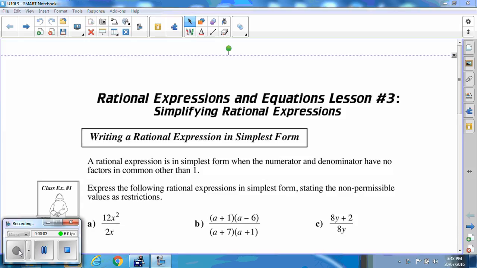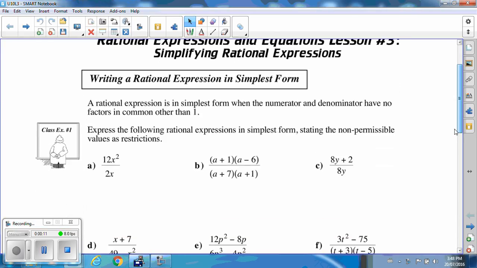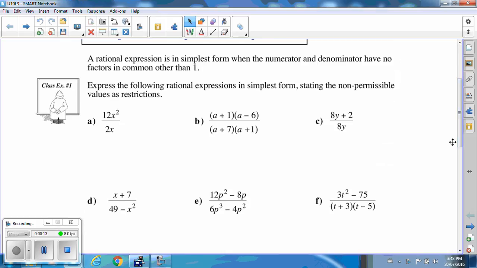All right, so this is 30-2, lesson 3, rational expressions and equations, simplifying rational expressions. So we've already seen factoring them and then looking at common pieces. What we want to do to turn them into simplest form is to cancel anything that is the same in both places. So if I were to look at this thing, I can factor this a little bit.